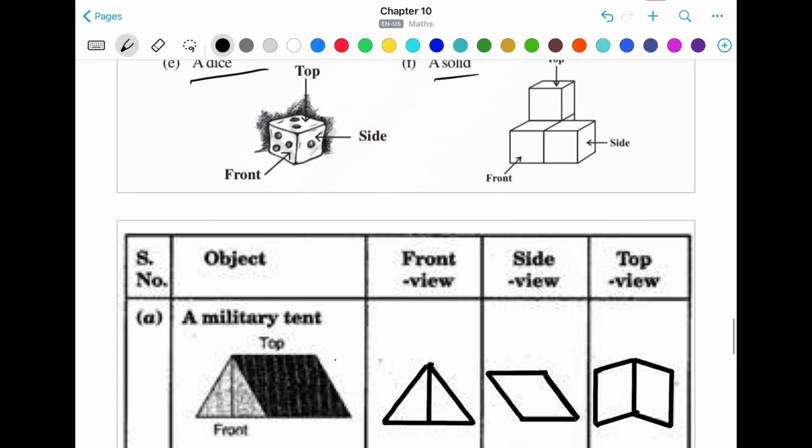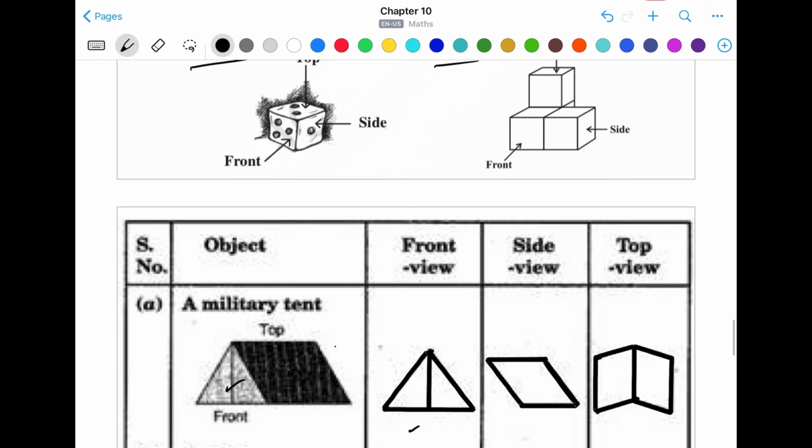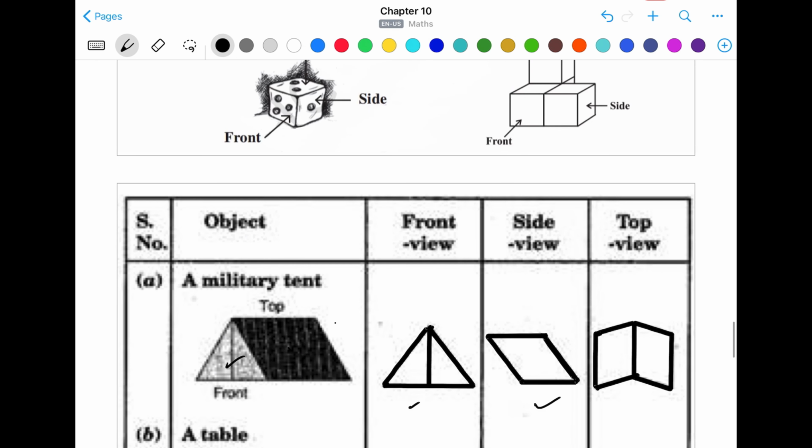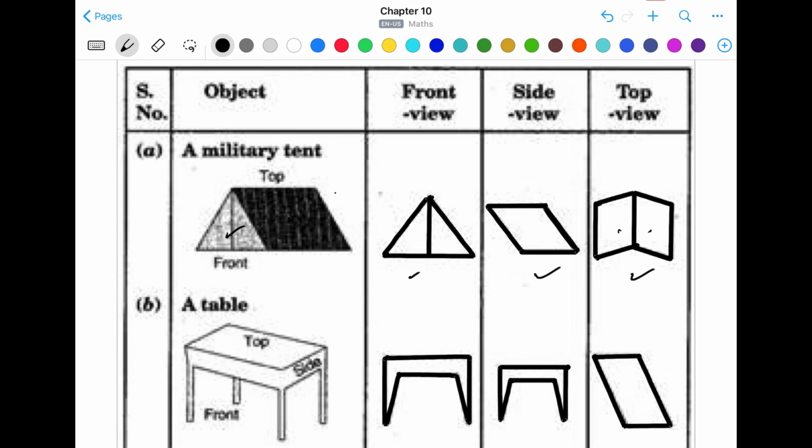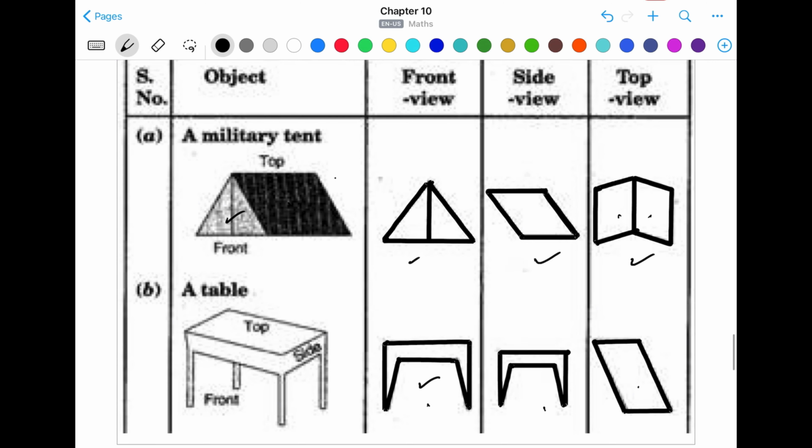First one is a military tent. So if you look at it from the front side, it will appear like this, and from its side view it will appear like this, and from the top it will appear like this. Okay, a trapezium. Similarly a table, this one is front view, and from side it will appear like this, and from top only a trapezium shape.